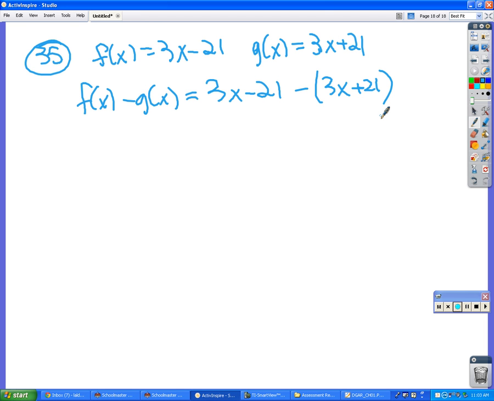Okay? So can anybody simplify that for me? The 3x's cancel, so they're totally gone, and then you end up with negative 42. Is that a constant function? What did 21? No, and that was the whole thing about this. We're subtracting both of them. So it's negative 21 minus 21. Since they're both negative, you actually add them and keep the sign. So my answer is negative 42.